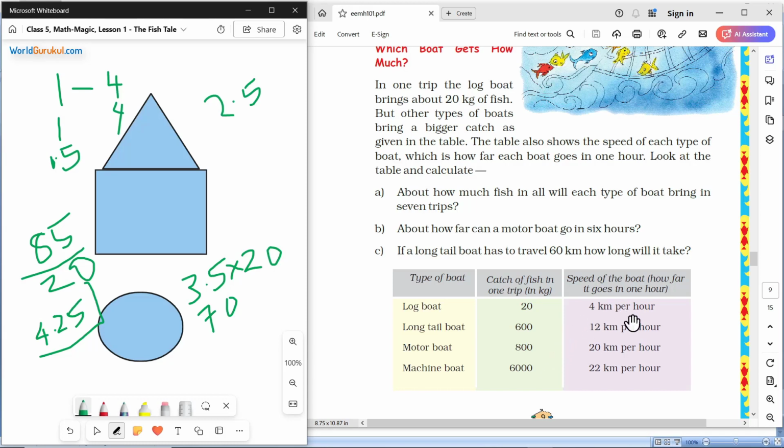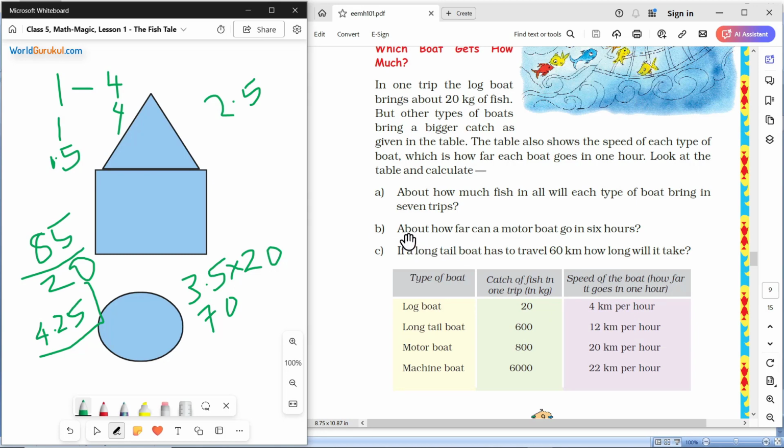And this is the speed. Longboat is slower with 4 kilometers per hour speed. And the machine boat can go at around 22 kilometers per hour. So machine boats make trips once or twice in a month. These log boats go for the catch almost every day.